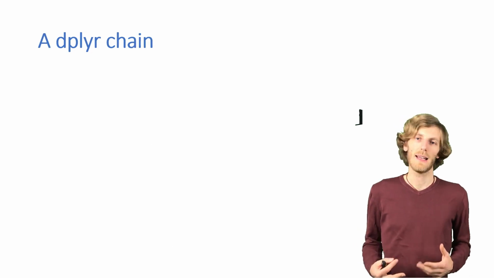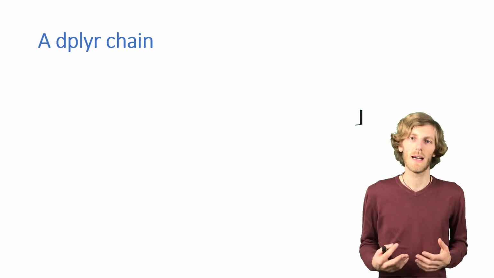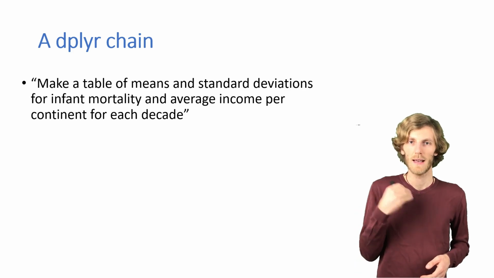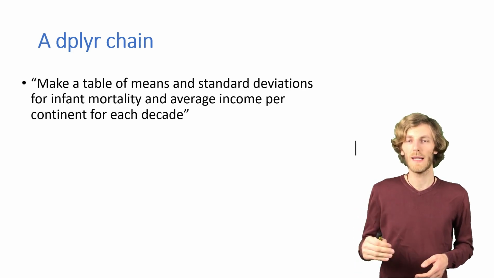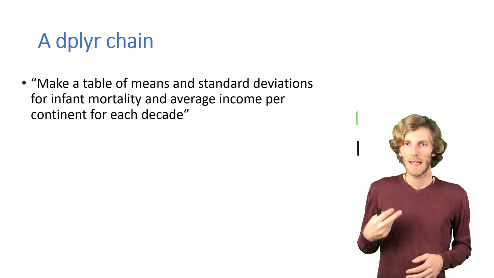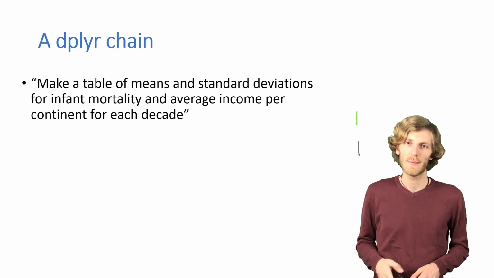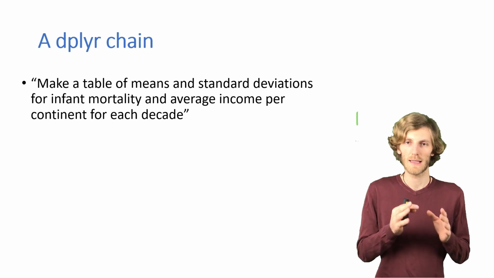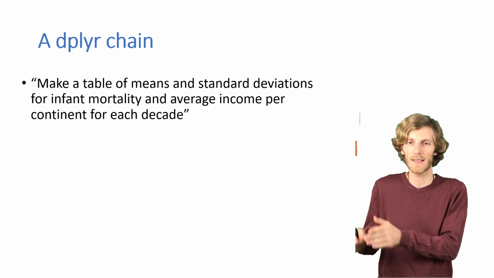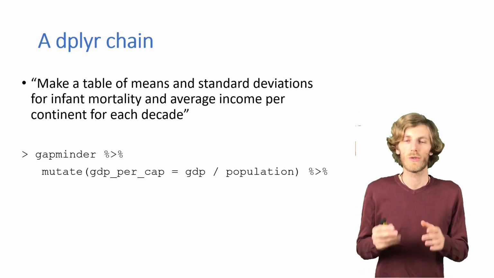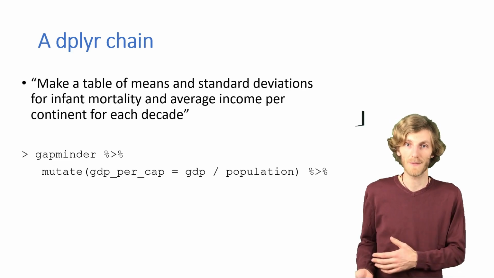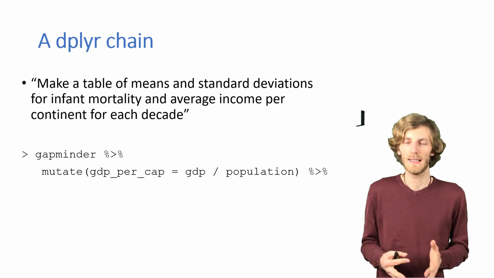So one example of a chain that shows how dplyr can actually simplify our programming a lot would be if we have this task. We want to make a table of means and standard deviations by continent for each decade for these two variables. Without dplyr, they would require a lot of intermediate steps. With dplyr, we just need to think about how to break this down in a number of specific actions. So the first action would be to mutate to create this new variable GDP per capita, which is just GDP divided by population. Now we have all the information we need in the data set.